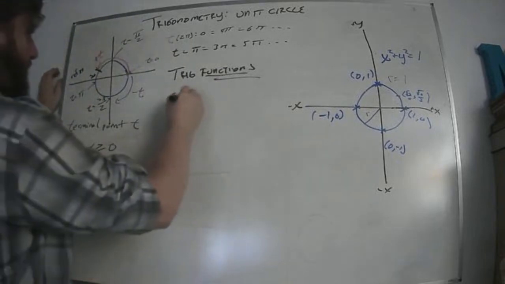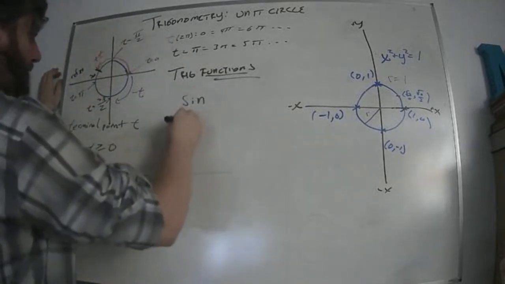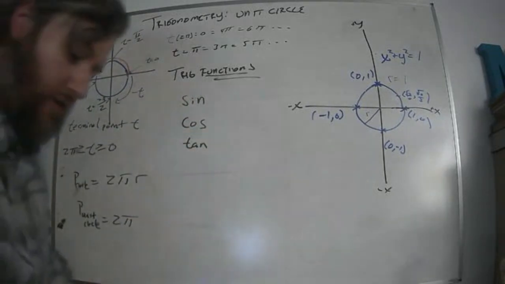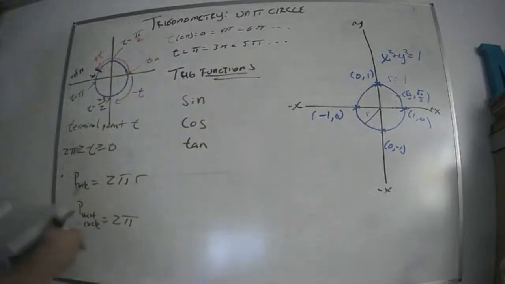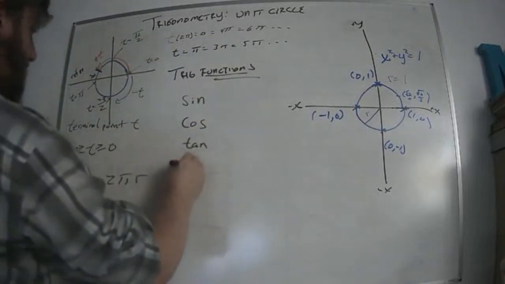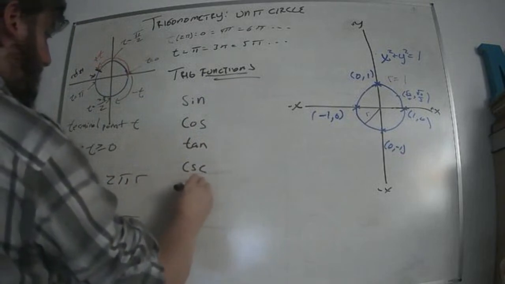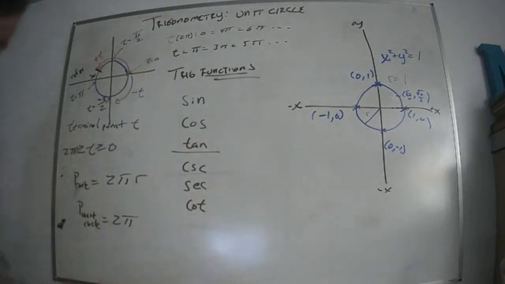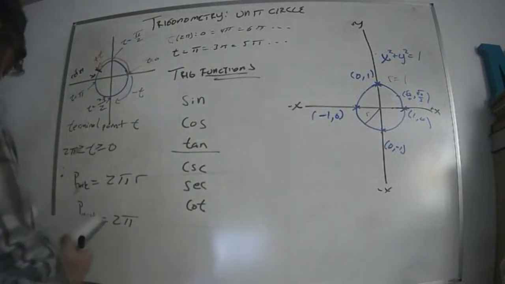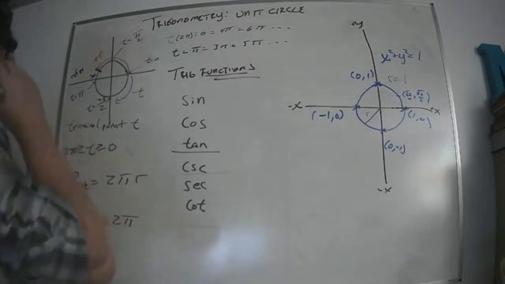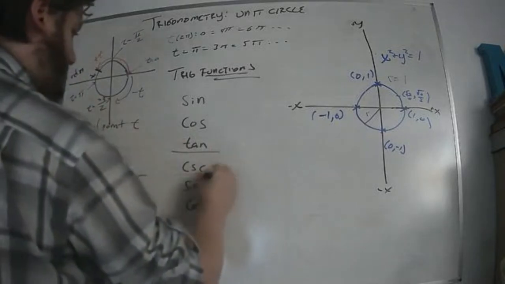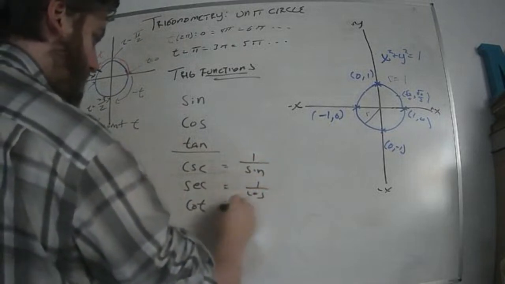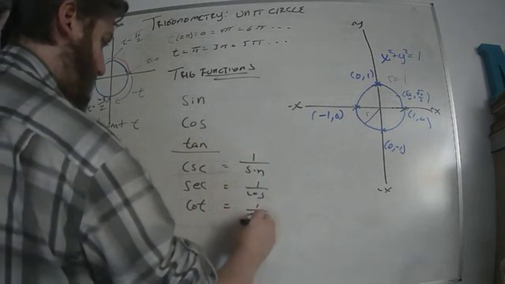There's the sine, cosine, tangent, and then there are reciprocal or inverse trigonometric functions. There's the cosecant, secant, and the cotangent. These are all defined as reciprocals, because the cosecant is 1 over the sine, the secant is 1 over the cosine, and the cotangent is 1 over tangent.